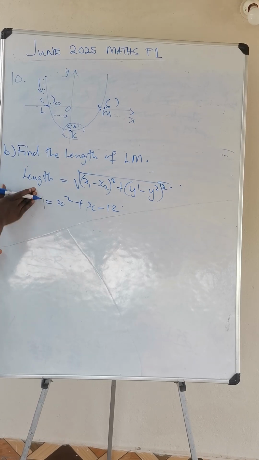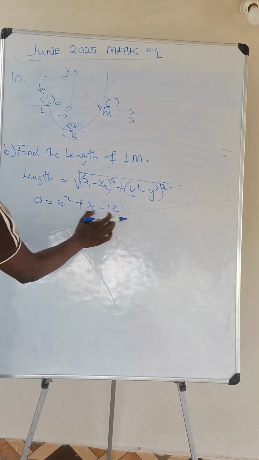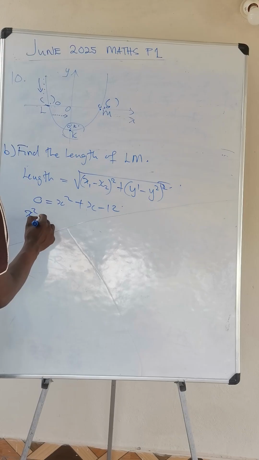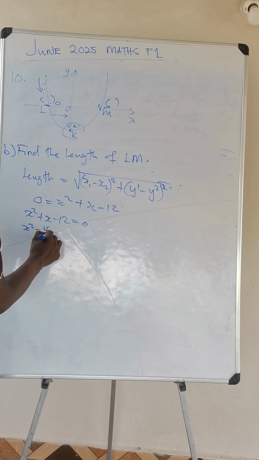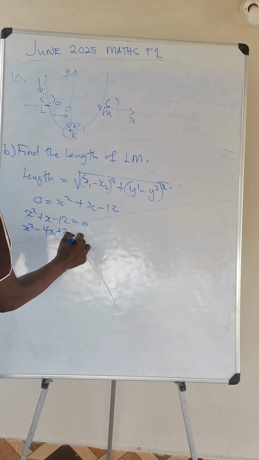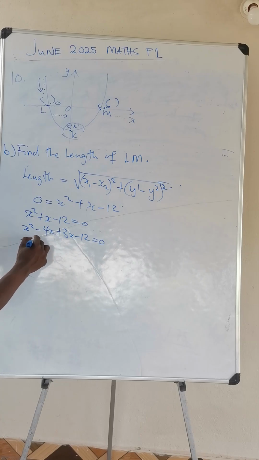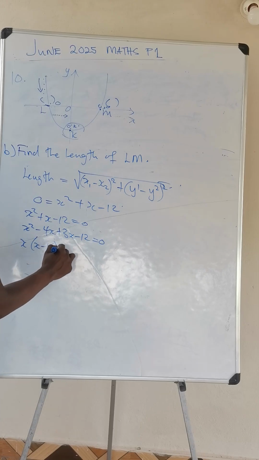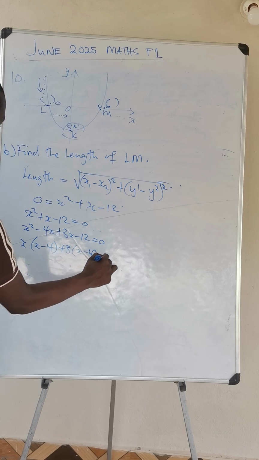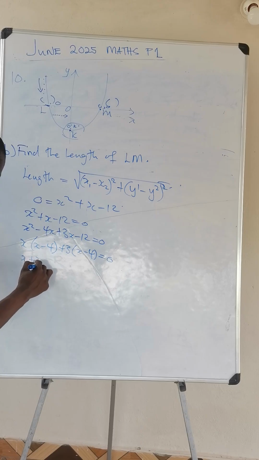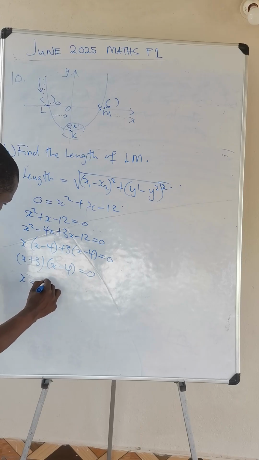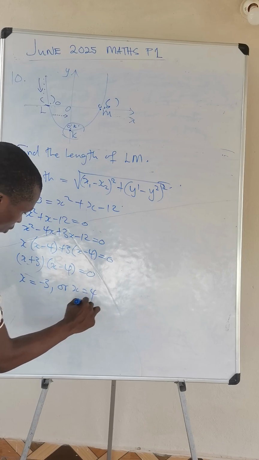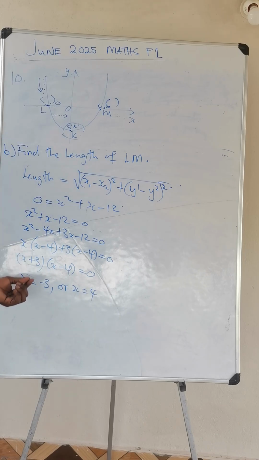So our equation becomes 0 is equal to this one. Therefore we solve this quadratic equation: x squared plus x minus 12 is equal to 0. As usual, it becomes x squared minus 4x plus 3x minus 12 is equal to 0. x(x minus 4) plus 3(x minus 4) is equal to 0. Therefore (x plus 3)(x minus 4) is equal to 0. Therefore x is equal to minus 3 or x is equal to 4.